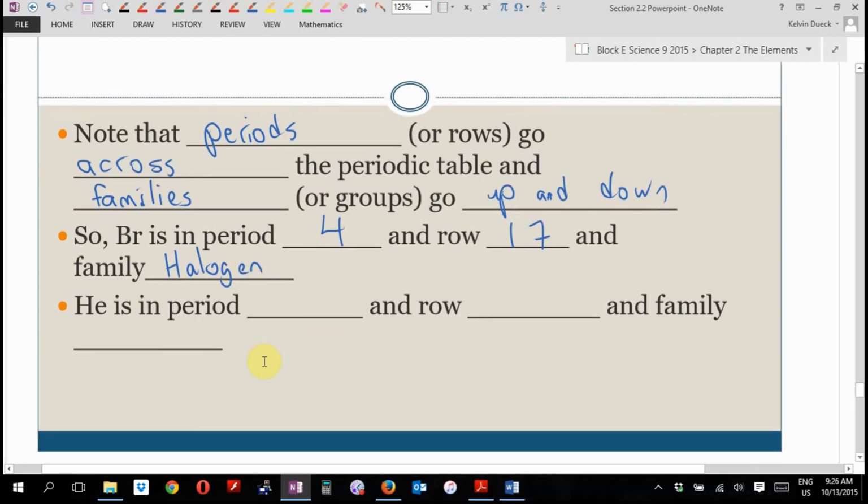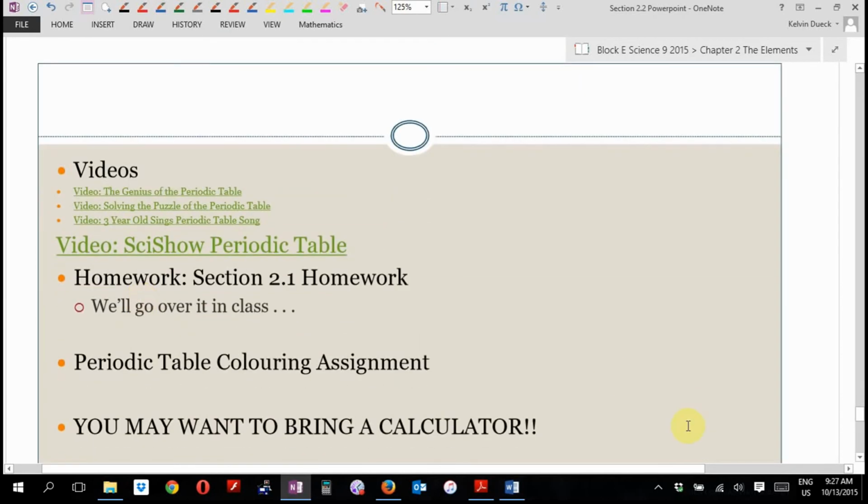Helium is in period what? 1. And row 1. Oh, hang on. I totally botched this. Scribble that out, guys. It's in period 4 and row 4 and family 17. That's what I meant to write. Because periods and rows are the same thing. Bromine is period 4, row 4, column or family 17. Helium is period 1, row 1, family number 18, which is the noble gases. Put your pencils down.